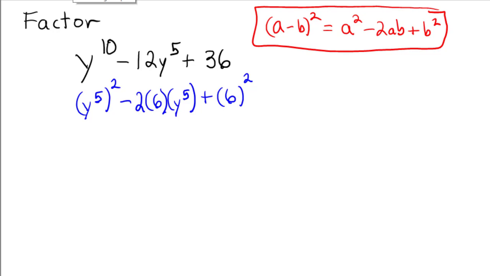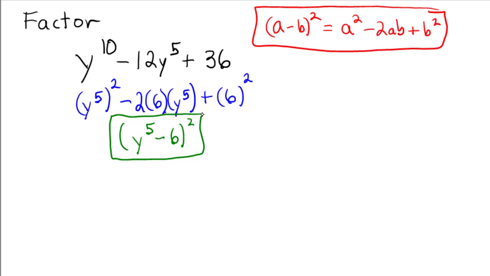So the factored form using the formula for the perfect square trinomial would then become y to the 5th, and then it would be a minus sign with a 6, and that would be squared. Hopefully you got the same answer.